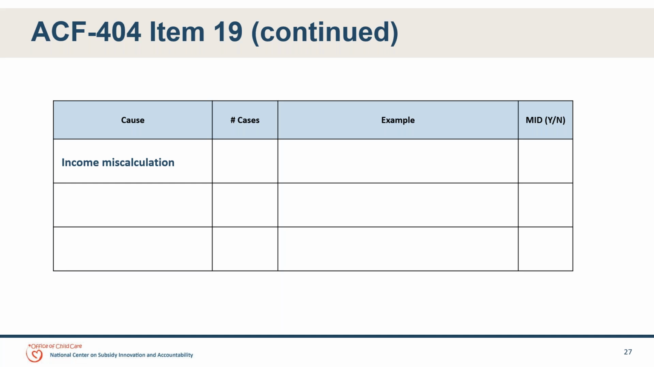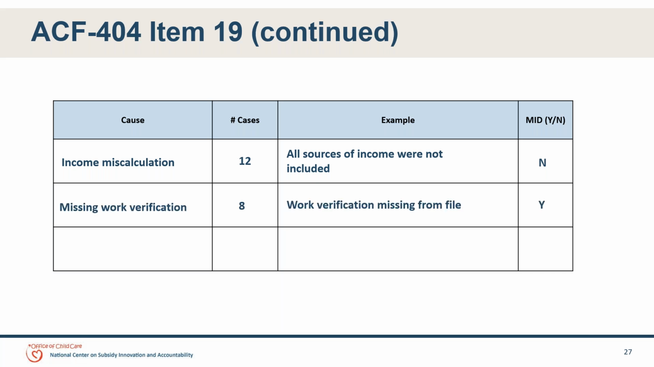The first error cause in our example is income miscalculation. There were 12 cases with this error, and there's a brief example of this error cause. All sources of income were not included. And no, this error was not caused by missing documentation or insufficient documentation. Next cause is missing work verification that had 8 cases caused by MID. And then we have missing income verification, 7 cases also caused by MID. And Crystal, I will get to your question in just a minute.